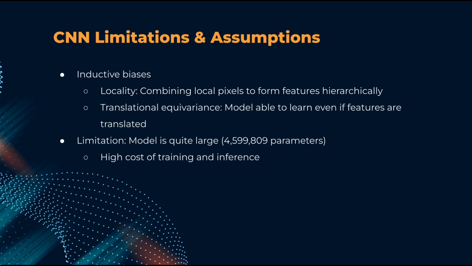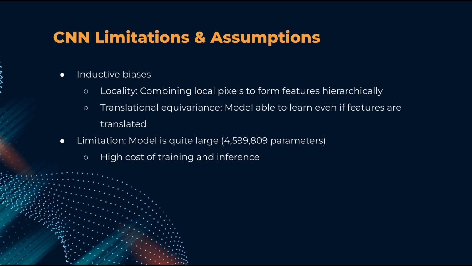Moving on to some of the assumptions and limitations of our model. So the main inductive biases of a CNN, in addition to the inductive biases of a feed-forward, are firstly locality. So the idea that combining local pixels allows us to form features in a hierarchical fashion. And the second bias is translational equivariance, which is the idea that the model is able to learn even if the features are translated. And that's a property of CNNs that we tested by introducing perturbations to the data, such as flipping it or zooming in or zooming out on the data set.